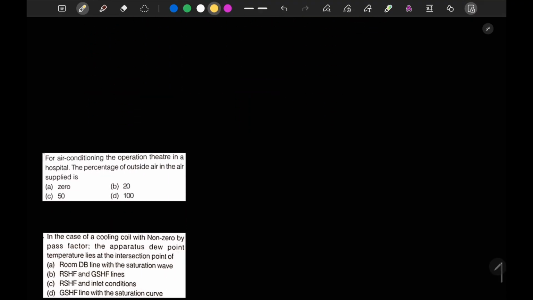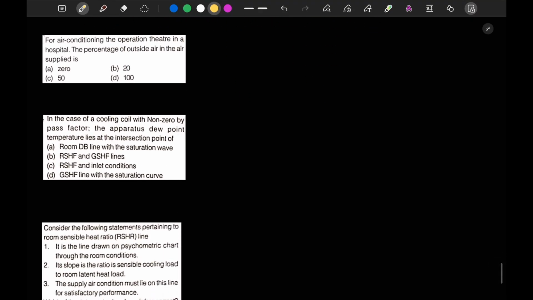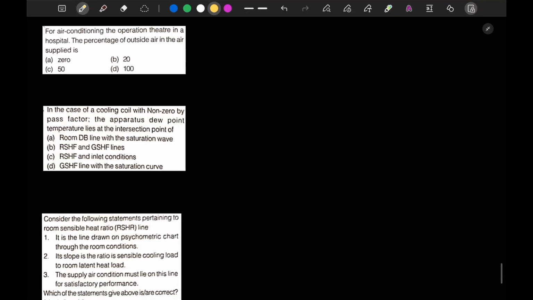Now we will be moving to our questions. The first question is, for air conditioning the operation theater in the hospital, the percentage of outside air in the air supplied is. So it is 100%. I told you in the lecture that in operation theaters or ICU, the ventilation air is 100%. 100% fresh air is supplied to the inside.